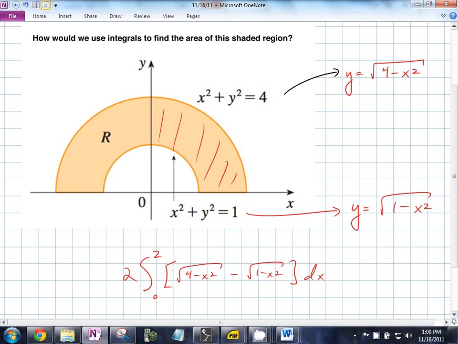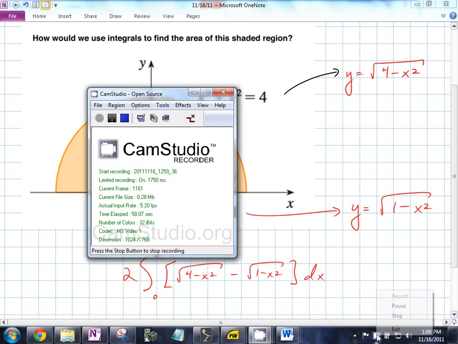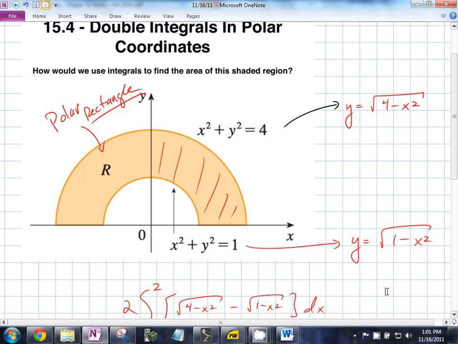But how would you do that normally? You go, oh, they're circles, and you do pi r squared and half of them, right? A circle with radius 1, a circle with radius 2, and then you'd be done. Is there an easy way to do that? No. Is it really called a polar rectangle? Yeah, it's called a polar rectangle.